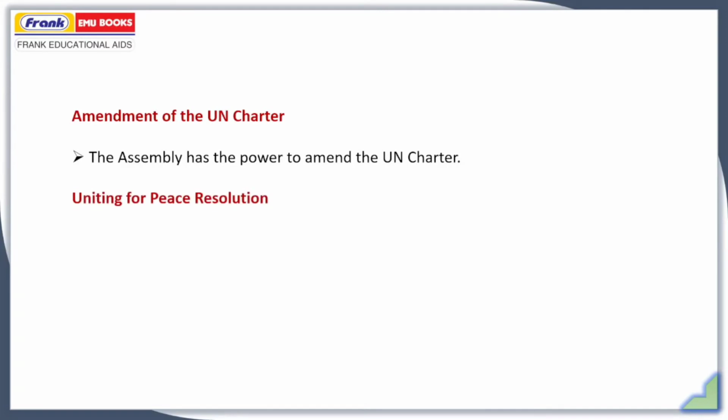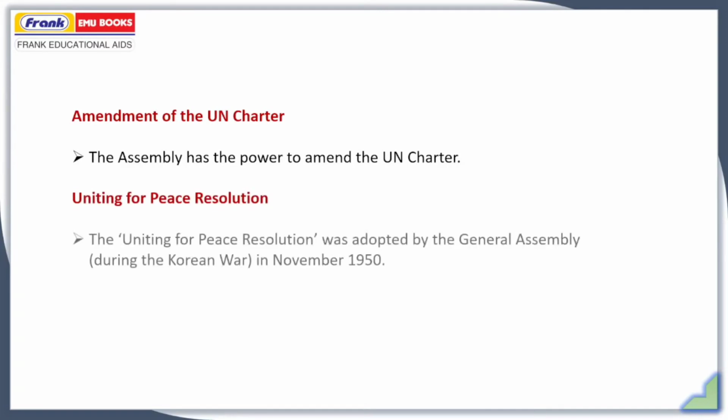Also, one of the main functions is the Uniting for Peace Resolution. The Uniting for Peace Resolution was adopted by the General Assembly during the Korean War in November 1950. During the Korean War, North Korea and South Korea fought a battle in which North Korea was supported by USSR and China, whereas South Korea was supported by the United States, and it was a time of Cold War.